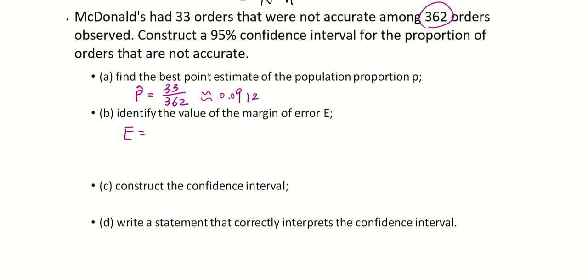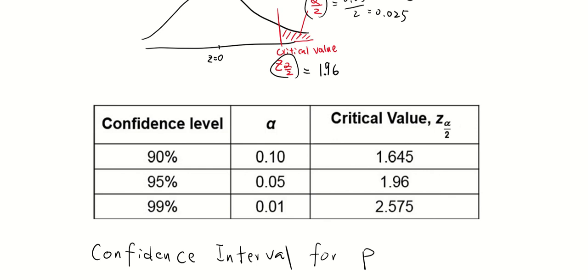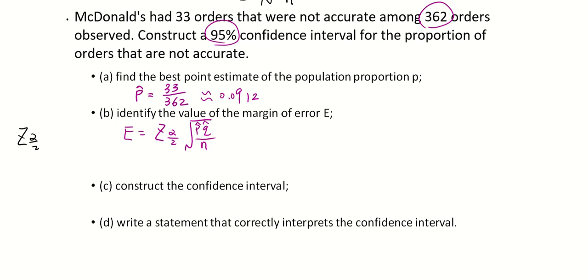We'll use this formula: E equals Z alpha over 2 times the square root of P hat times Q hat divided by N. Since the confidence level is 95%, we can use the chart we talked about earlier. The 95% confidence level corresponds to a Z alpha over 2 of 1.96. So Z alpha over 2 is 1.96. What about P hat? Well, we already calculated P hat.